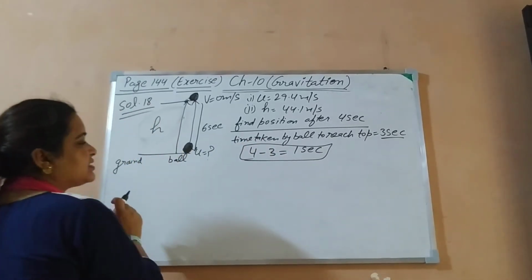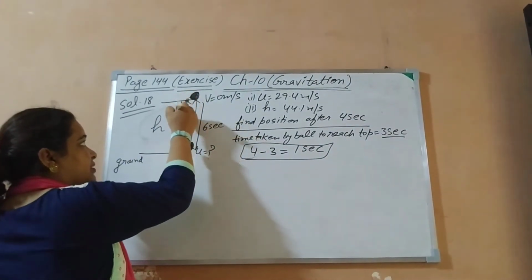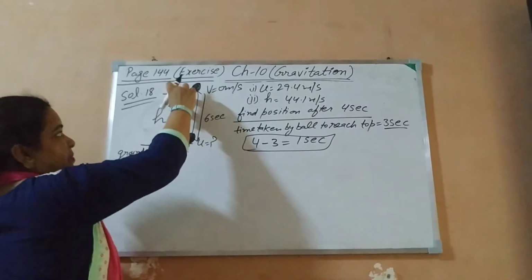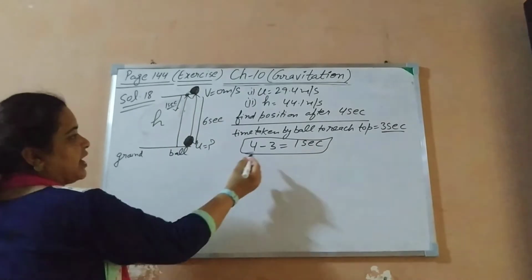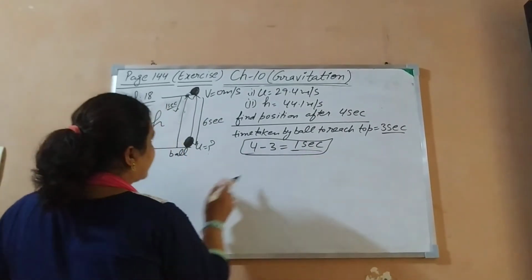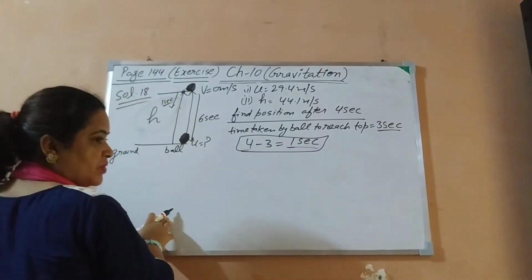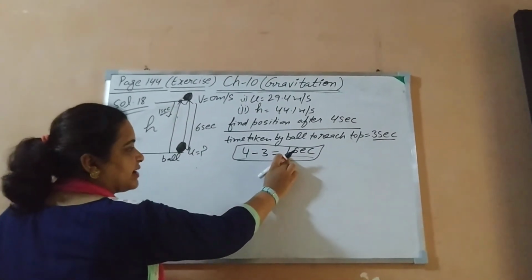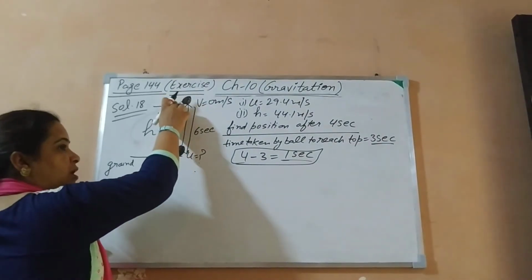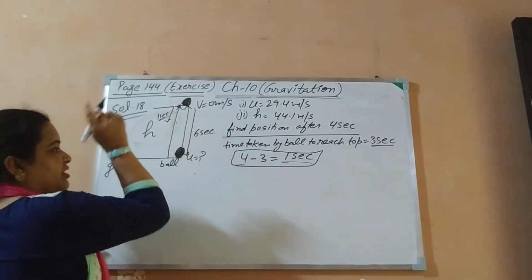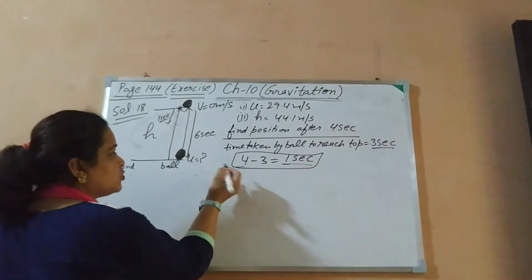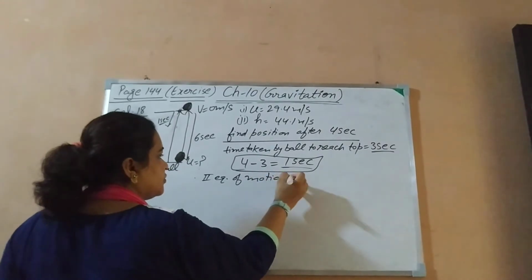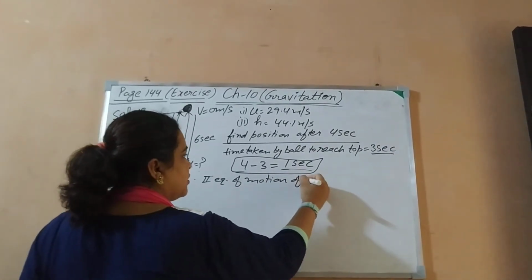So when the 1 second time is there, the ball is falling downward. It means it is falling. We have to find where the ball will be from the top after 1 second. So let's find the position. 1 second is remaining, 3 seconds it used to reach the top. Only 1 second is there when it is coming down. So let's find out using the second equation of motion of free fall.